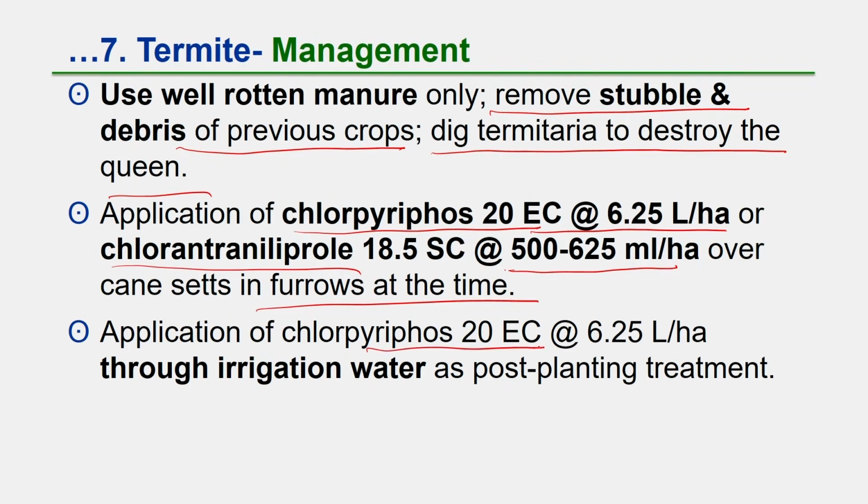Application of chlorpyrifos 20 EC at the rate of 6.25 liter per hectare through irrigation water as post-planting treatment. So both options are available for use of chlorpyrifos, which is quite effective against termite. The rate of application is 6.25 liter per hectare. It can be either applied as foliar spray by dissolving it in say 600 to 800 liter water and then spraying in 1 hectare area. Otherwise, many farmers or intelligent farmers can use it with irrigation water also.